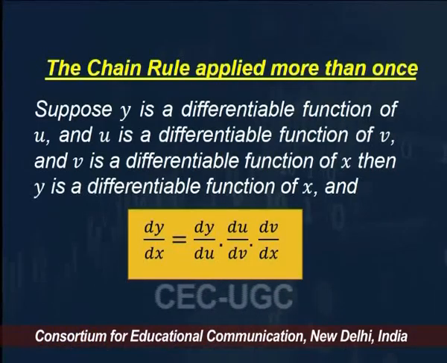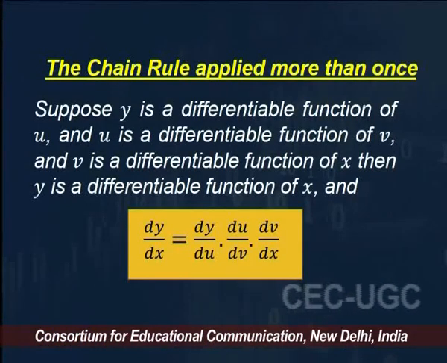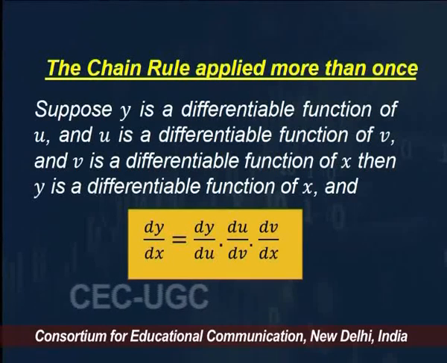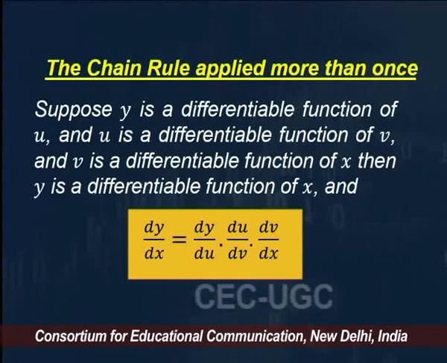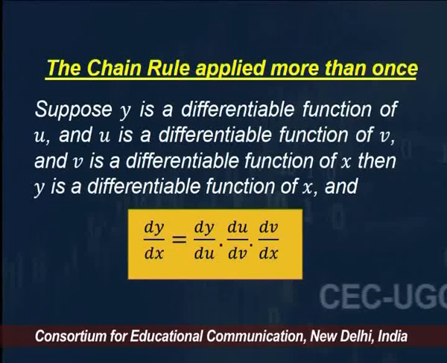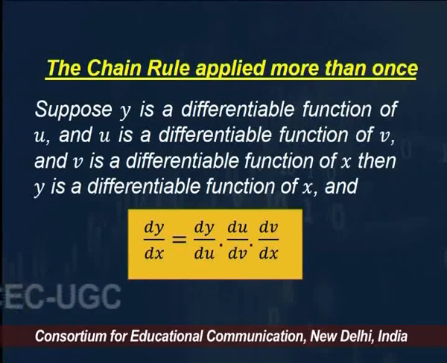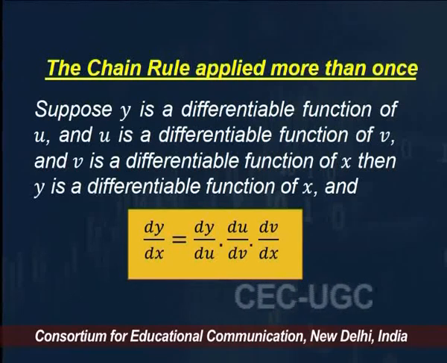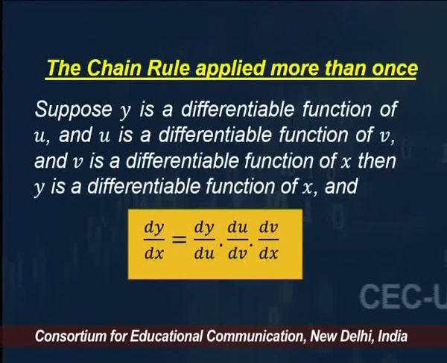So let us suppose that y is a differentiable function of u, and u is a differentiable function of v, and v is a differentiable function of x. Then we can say that y is a differentiable function of x. Basically, you have y as a composite function of x again, which is where you're building a function which is a combination of different functions. And we can write dy by dx as dy by du times du by dv times dv by dx. Let us look at an example to illustrate this.